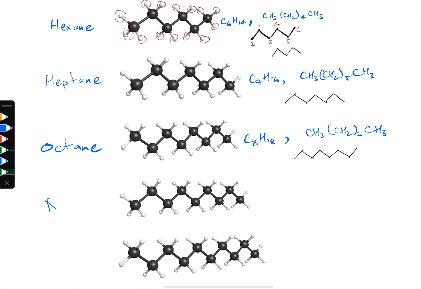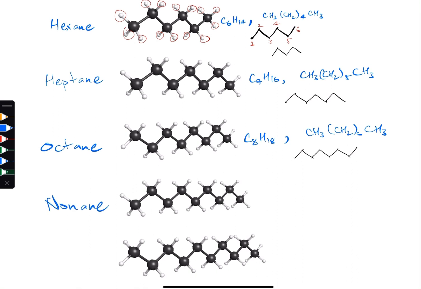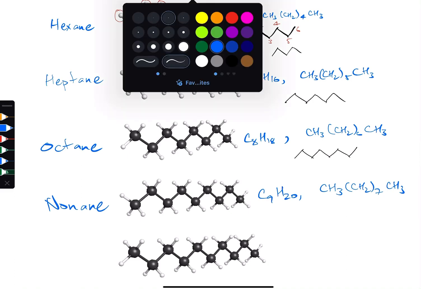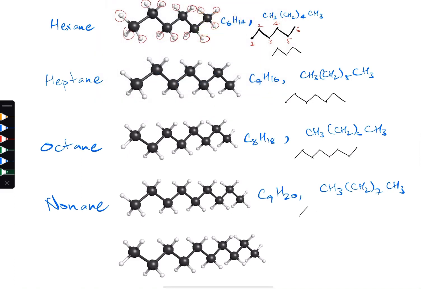9 carbons, nonane. C9H20. CH3, CH2 7 times, CH3. 1, 2, 3, 4, 5, 6, 7, 8, 9. That's the skeletal formula in black.